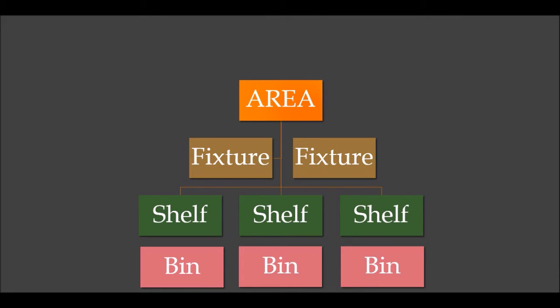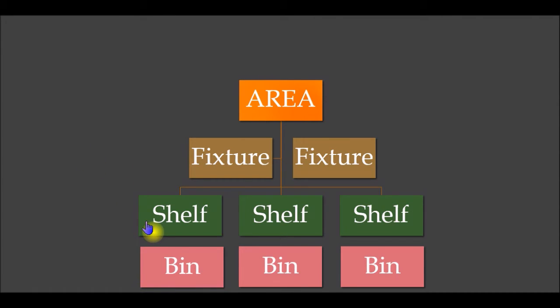So we've got an Area A, fixture 1, and it's got shelves on it, 1, 2, 3, 4, 5. And then the last part of this is bins. Now, a bin could be a physical bin. It could be a plastic bin, for instance, or a cloth bin that you actually put on the shelves.